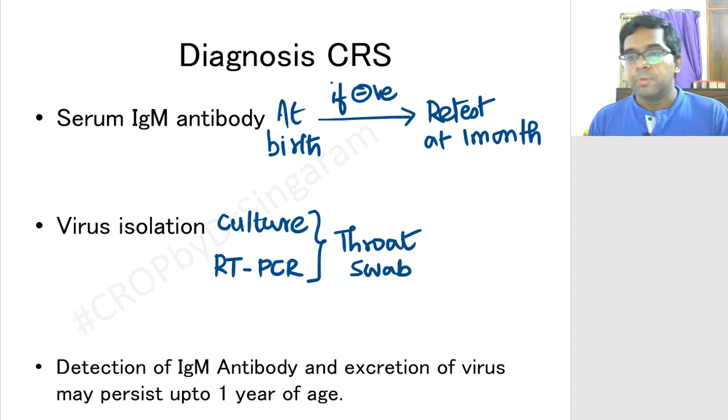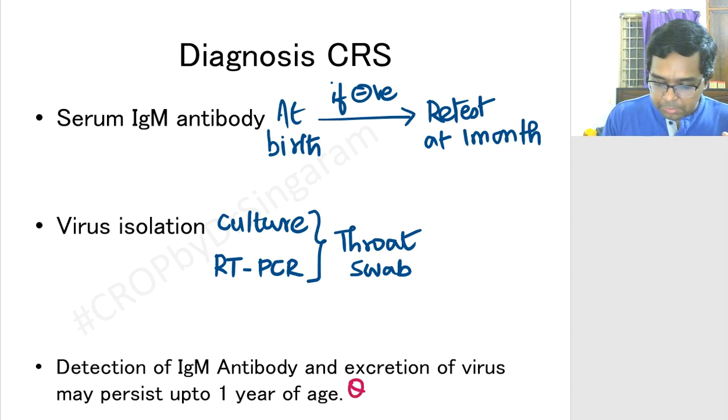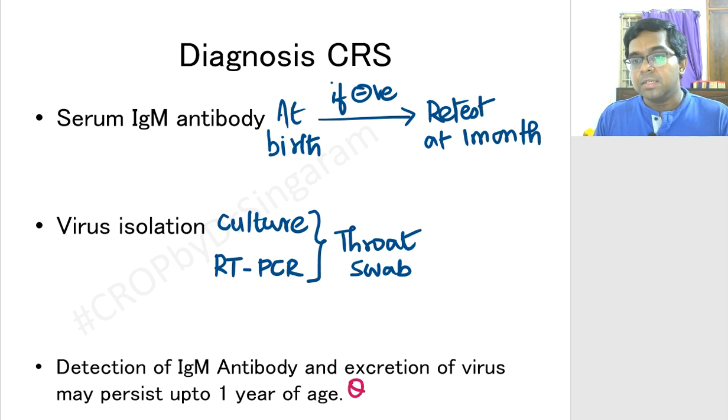Now look at the last point I have highlighted in this slide. Detection of IgM antibody and excretion of the virus by the infected baby can persist up to 1 year of age. This is very important, and it has been asked in one of the recently conducted exams also. So remember, once a baby gets infected with rubella, it can persist for a very long time. That means virus excretion from the baby will continue for a long time. Number two, IgM antibodies can persist for up to 1 year of age. This point should be remembered very clearly.